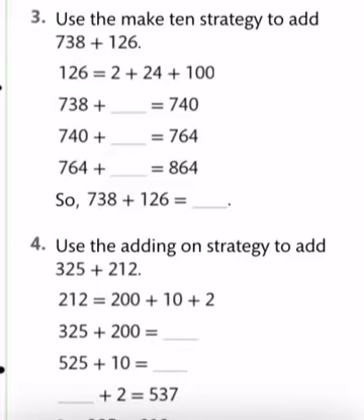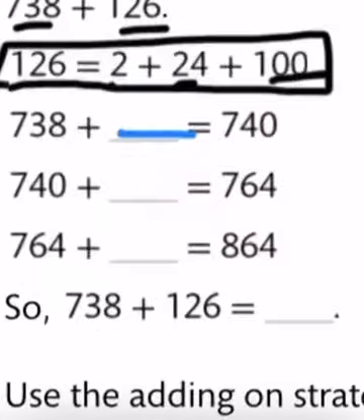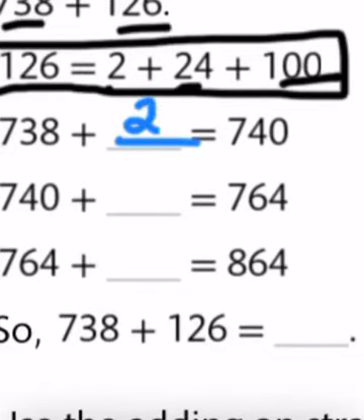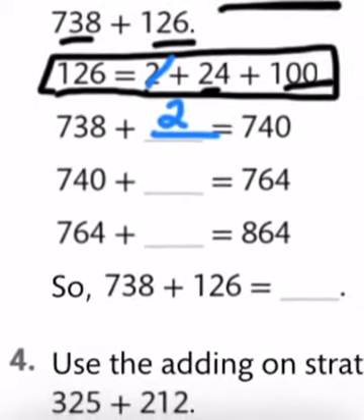So the directions say use the make 10 strategy to add 738 plus 126. And if we look here, they took 126 and they broke it up for us. So they have the 100, 24, and 2. So we start with our first step. 738 plus something equals 740, and that something is 2. I have to zoom in a little bit more to get the 2 in there. Okay. So now we're at 740, and we've used the 2.